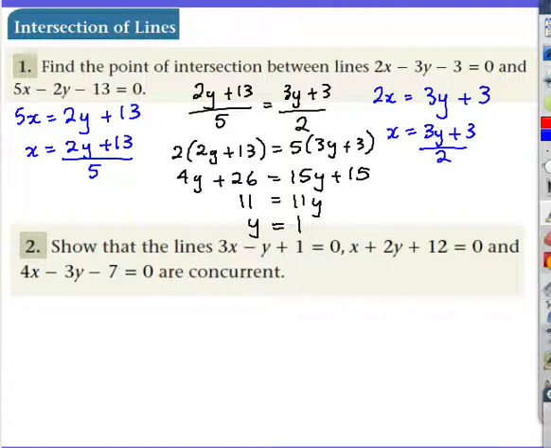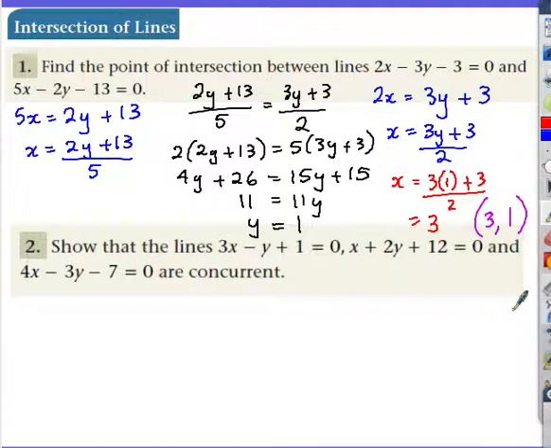We can find x by substituting y into either one of those. You should get the same answer. So I'll just sub it in here. x equals 3 times 1 plus 3 divided by 2. So that's 6 divided by 2 is 3. So our point of intersection is going to be 3, 1. That's the x coordinate and that's the y coordinate. Miss, what happens if you found y instead of x? That's okay, then you substitute it back in. You get the same answer.